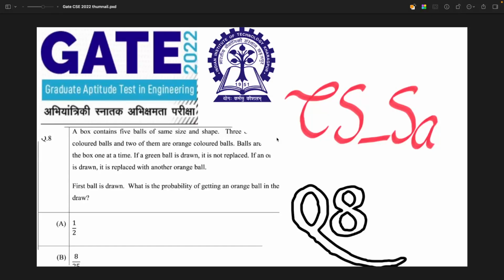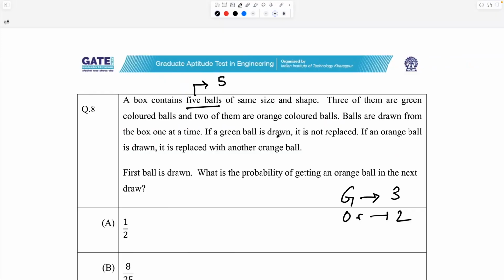Good morning, students. So today we're going to solve question 8 from grade CSE 2022. The question states that a box contains 5 balls of same size and shape. 3 of them are green colored balls and 2 of them are orange colored balls. Balls are drawn from the box one at a time. If a green ball is drawn, it is not replaced. That is a very important piece of information that they have given to us.